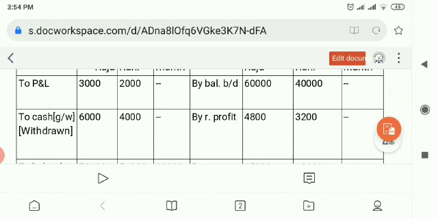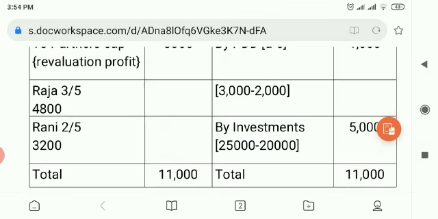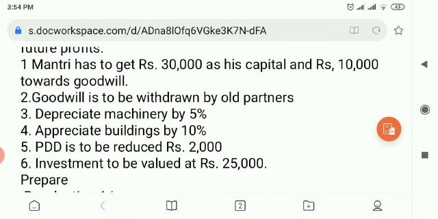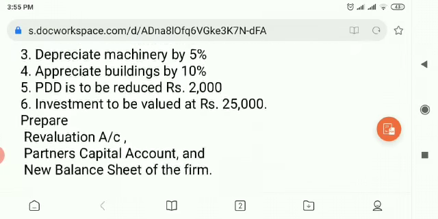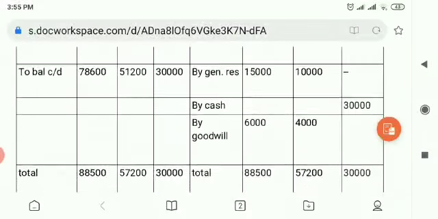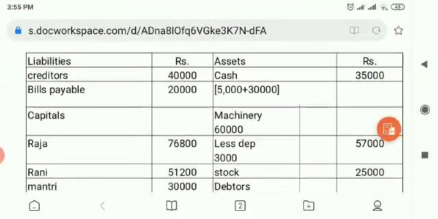Write the same amount, 6,000 and 4,000. Come to the next adjustment. They have told you to depreciate machinery by 5%. Come to your balance sheet, come to your machinery, write less depreciation 5% of 60,000, that will come to 3,000. Minus it, write in the outer column.